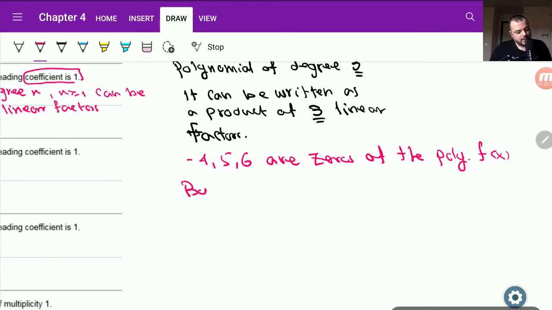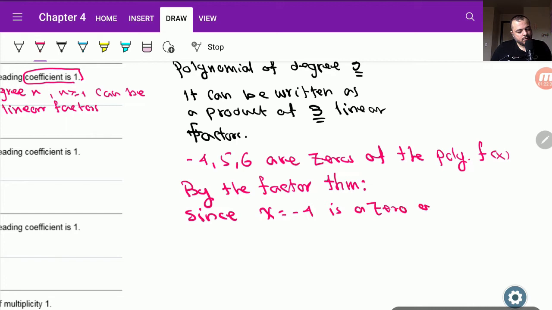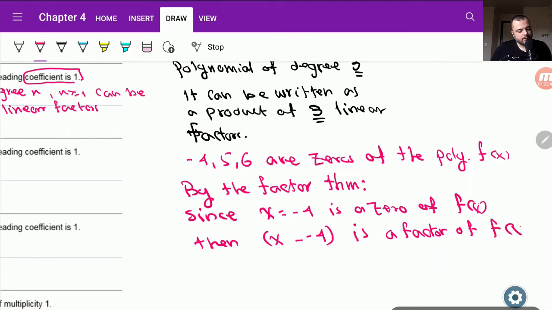So by the factor theorem, since x equals -4 is a zero of f of x, then x minus -4 is a factor of f of x. So we got the first factor, because we said this polynomial can be written as a product of 3 factors.